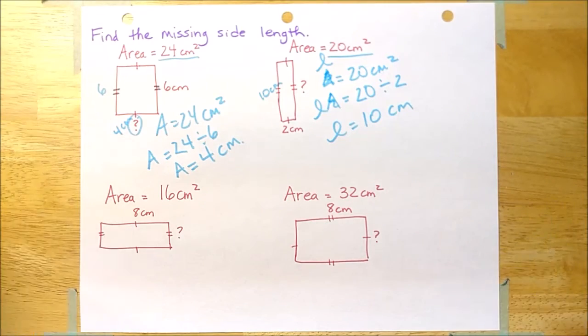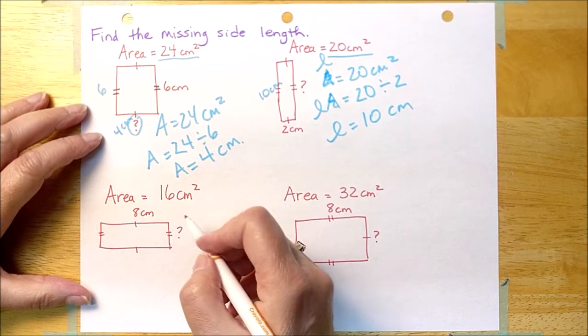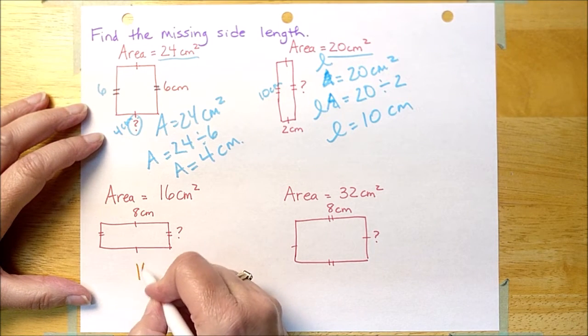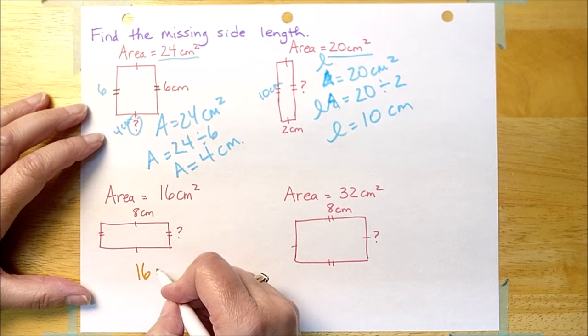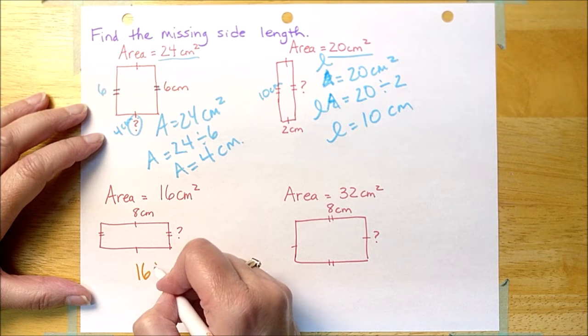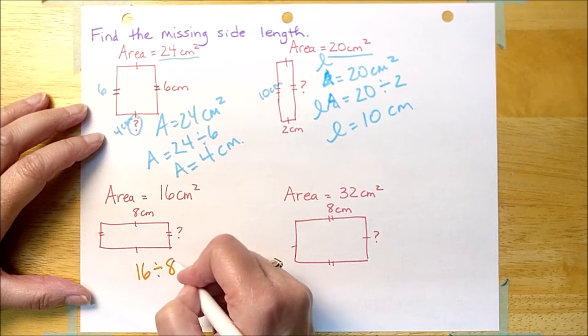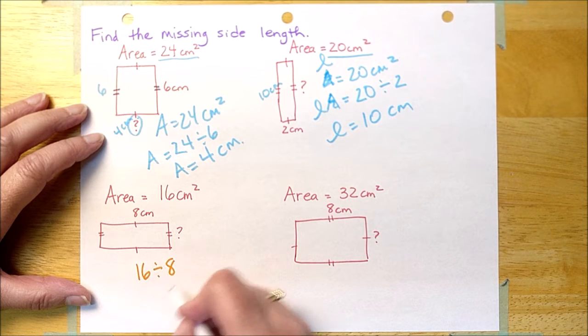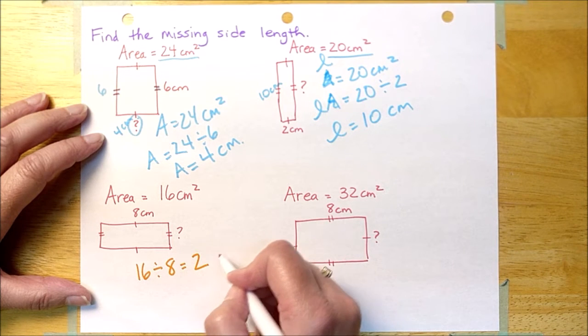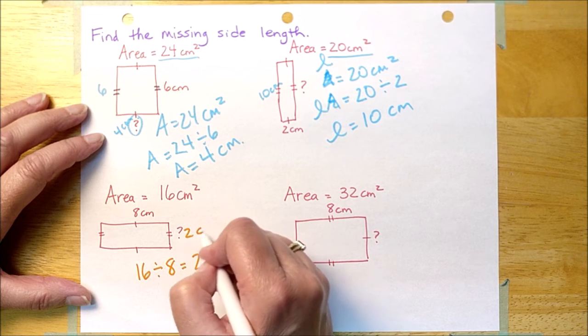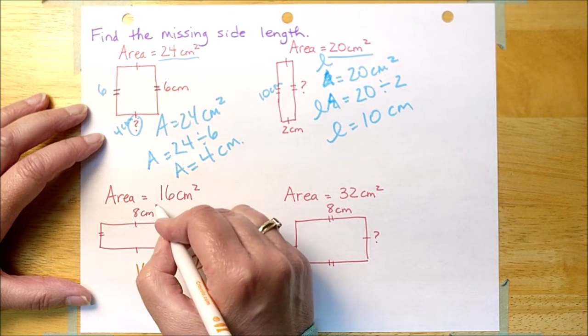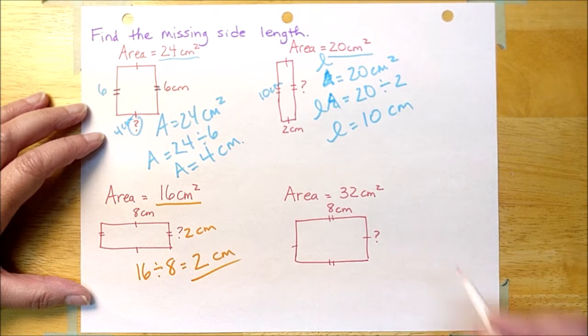Okay, so I would like you to pause and see if you can figure out what the missing length of these sides is. Okay, you are back, which is awesome, and I hope that you were able to figure this out. I know that the total area is 16, and I know that one side is 8. So if I divide those two, I get 2 centimeters, which means this side is 2 centimeters because 2 times 8 is 16. I hope you got that one.